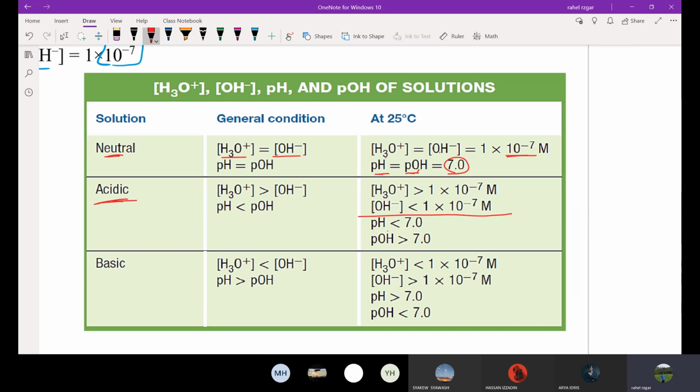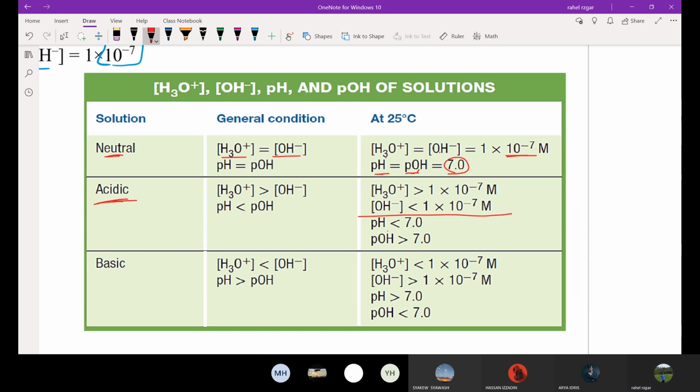But pOH must be bigger than 7 if it's acidic. I know it's kind of confusing, that's why always try to convert something to pH. Always try to think of pH and then convert it to pOH. For example, if they ask what happens to pH if acidity increases, you say okay, pH will decrease. Why? Because pH below 7 is acidic.